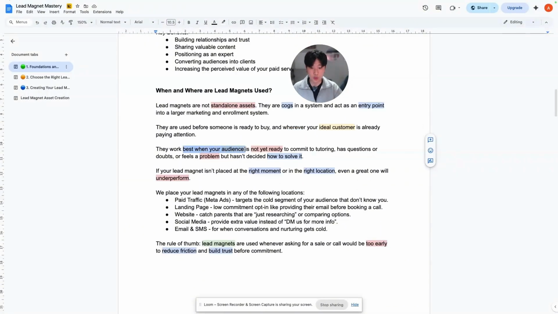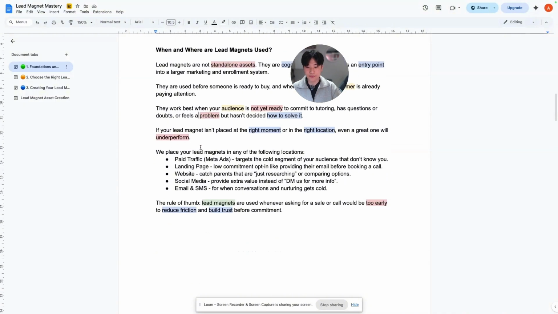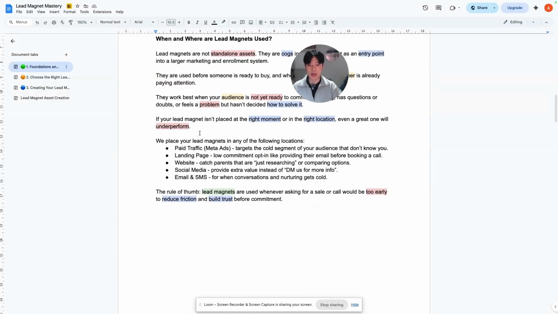They work best when your audience is not ready to commit to tutoring, they have questions or doubts, or they feel and know that they have a problem, but they haven't exactly decided how to solve it just yet. If your lead magnet isn't placed at the right moment or in the right location, even a great one will underperform. So let me tell you where you should be placing your lead magnets, which is any of the following locations.